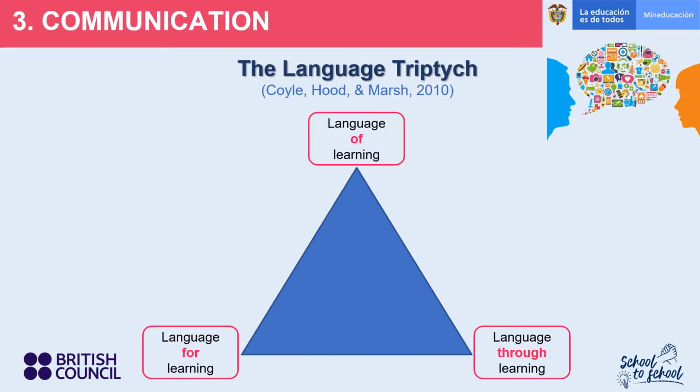Communication in CLIL has been defined through the language triptych proposed by Coyle, Hood, and Marsh in 2010. It consists of three types of language: language of learning, language for learning, and language through learning. We will now learn what each of them means. Remember to take notes.